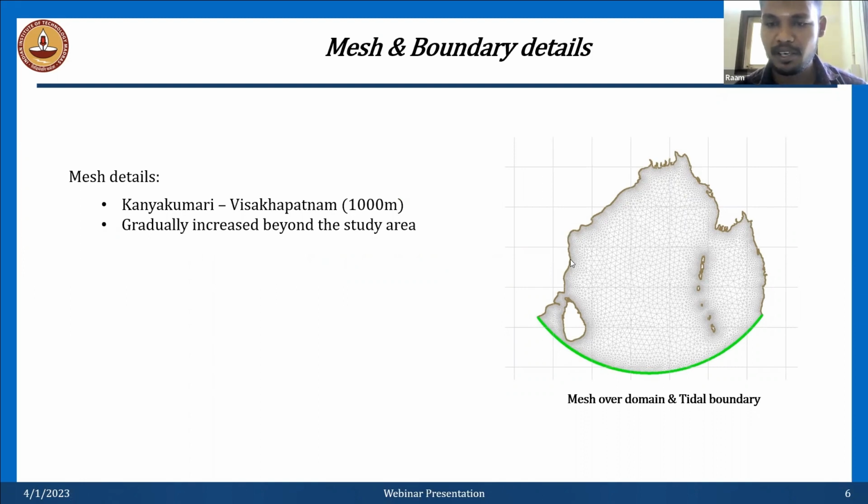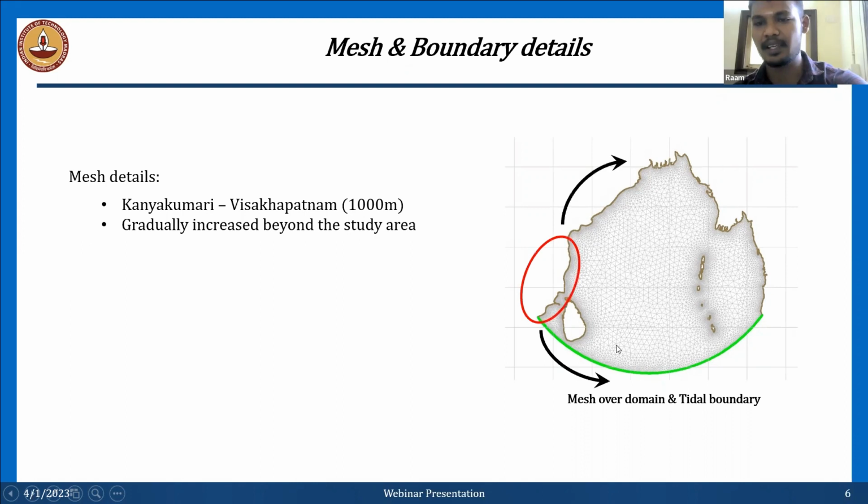The main concern is that wherever we are getting the input or are interested, there should be a fine mesh. For that, we are using a 1000 meter mesh size from Kanyakumari to Visakhapatnam. 1000 meters is 1 kilometer, but in the ocean, 1 kilometer is a fine resolution. That is the maximum resolution that we can get in the ocean, and it gradually increases beyond the study area.